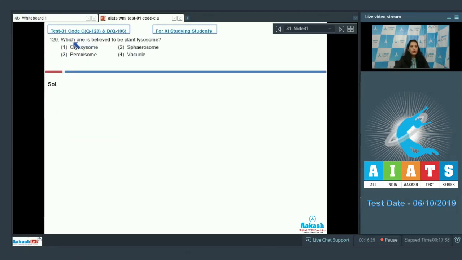Question number 120. Which one is believed to be plant lysosome? Glyoxysome carries out the glyoxylate cycle with the help of which the fats are converted into carbohydrates. So this is not believed to be the plant lysosome. Peroxisome occurs both in plants as well as animals, and they are related to peroxide synthesis or destruction. So this is not the correct option. Vacuole? No. Spherosome, yes, because spherosomes contain hydrolytic enzymes, hence they are believed to be plant lysosomes, because lysosomes also contain hydrolytic enzymes. So the correct option for the given question is option number 2. Let's move to the next question.